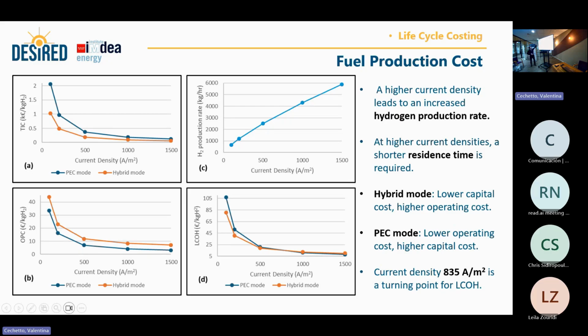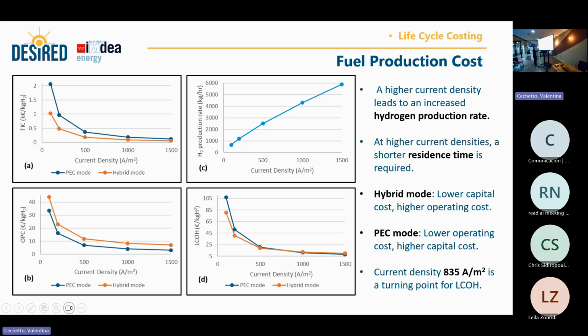So here you see that in the hybrid mode, the operating cost is always more than the PEC mode. But when we are talking about the capital cost, the hybrid mode is cheaper than the PEC. And when the operational cost and the capital cost are converted to the levelized cost of hydrogen, here we see some kind of turning point at some specific current density. The price of hydrogen produced from PEC mode is less than the one from the hybrid mode.